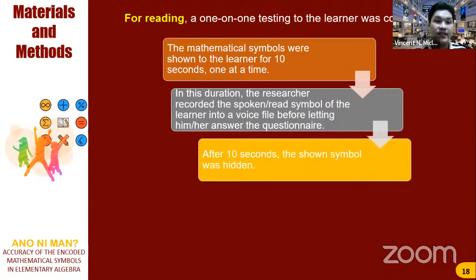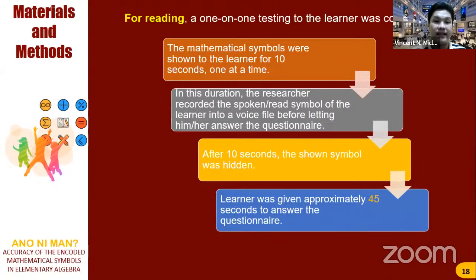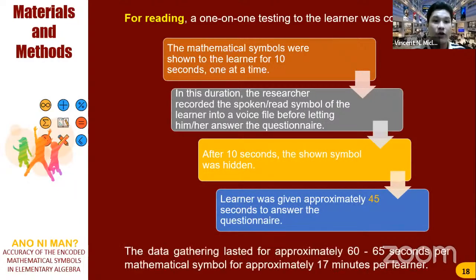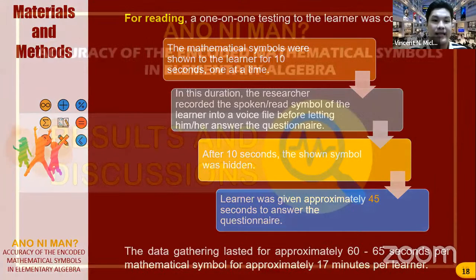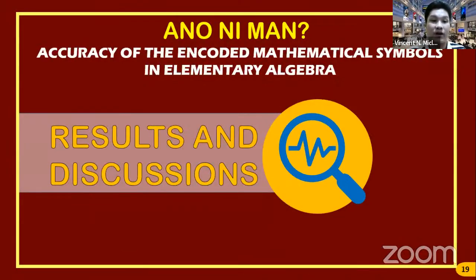After 10 seconds, the shown symbol was hidden, and then the learner was given 45 minutes to answer the questionnaire. So for reading, the data gathering lasted approximately 60 to 65 seconds per mathematical symbol, for approximately 17 minutes per learner. Now let's proceed to the results of our study.